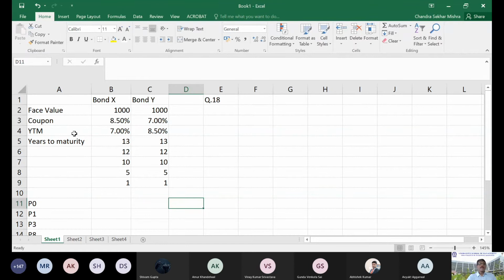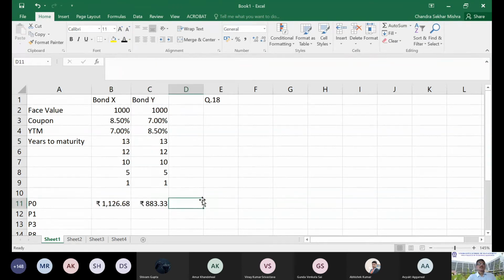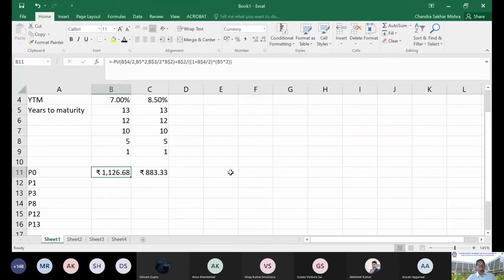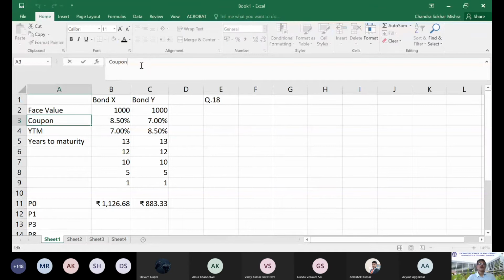Price today, let me now change the color. You can see here, what is the price? I take the present value of an annuity of the coupon, 8.5 percent of 1000, 85 rupees. Not 85, it is actually 42.5 because it is semi-annual. Annual coupon, but it is semi-annual, so every 6 months you get 42.5.